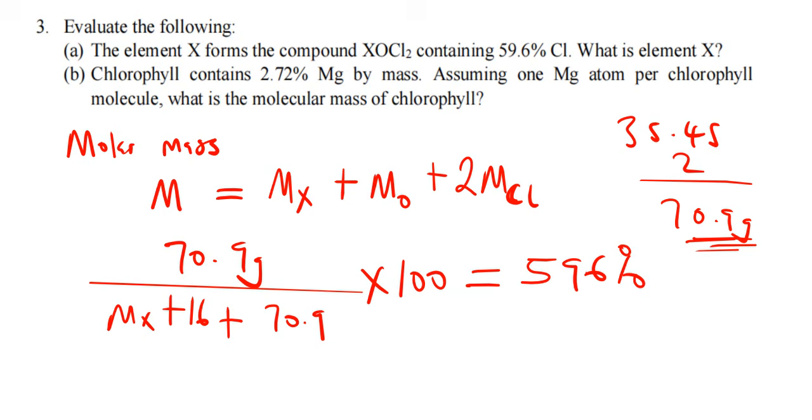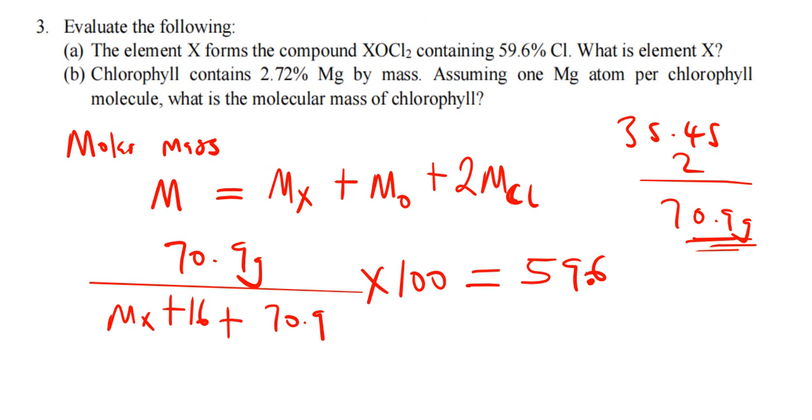Okay, that percentage they've given us becomes an equation for us to solve. So now what are we going to have if we solve this? This is 59.6. Now if I want to remove the 100, what am I going to do? Let me first add 16 and 70.9.